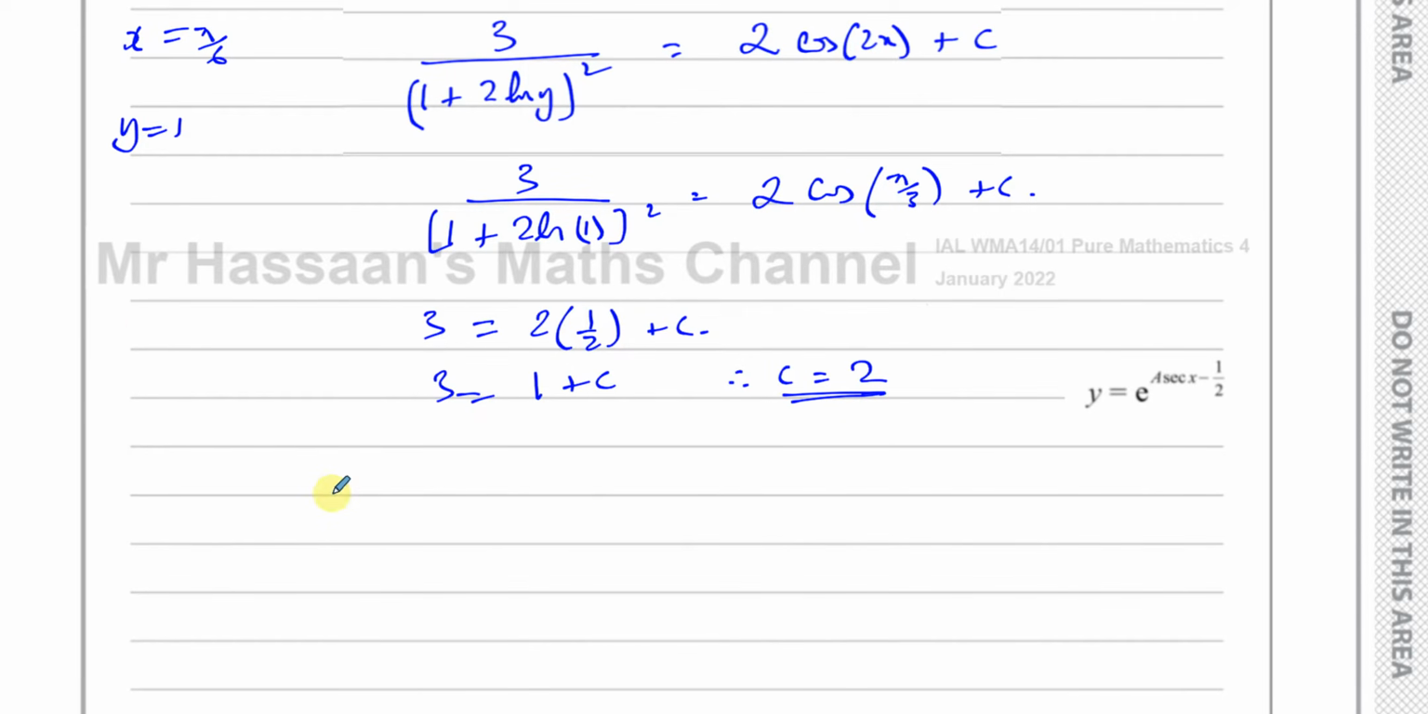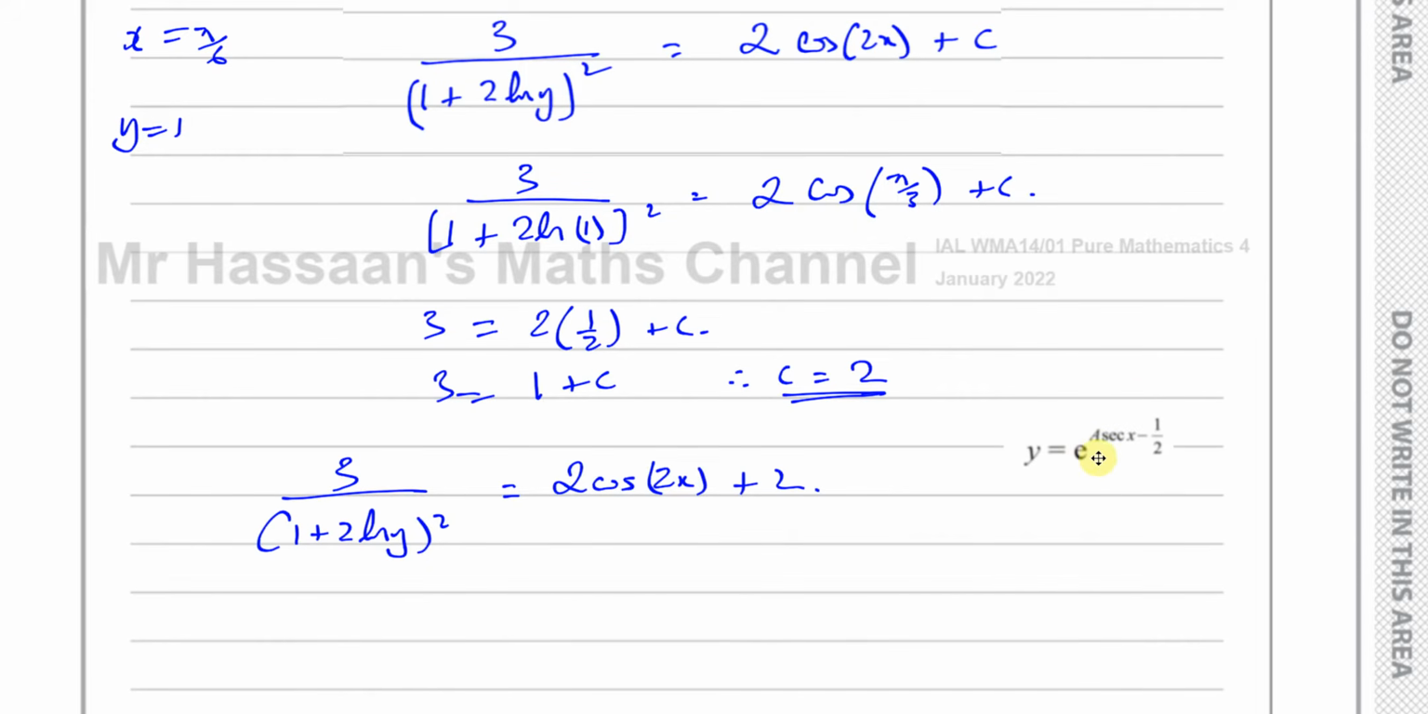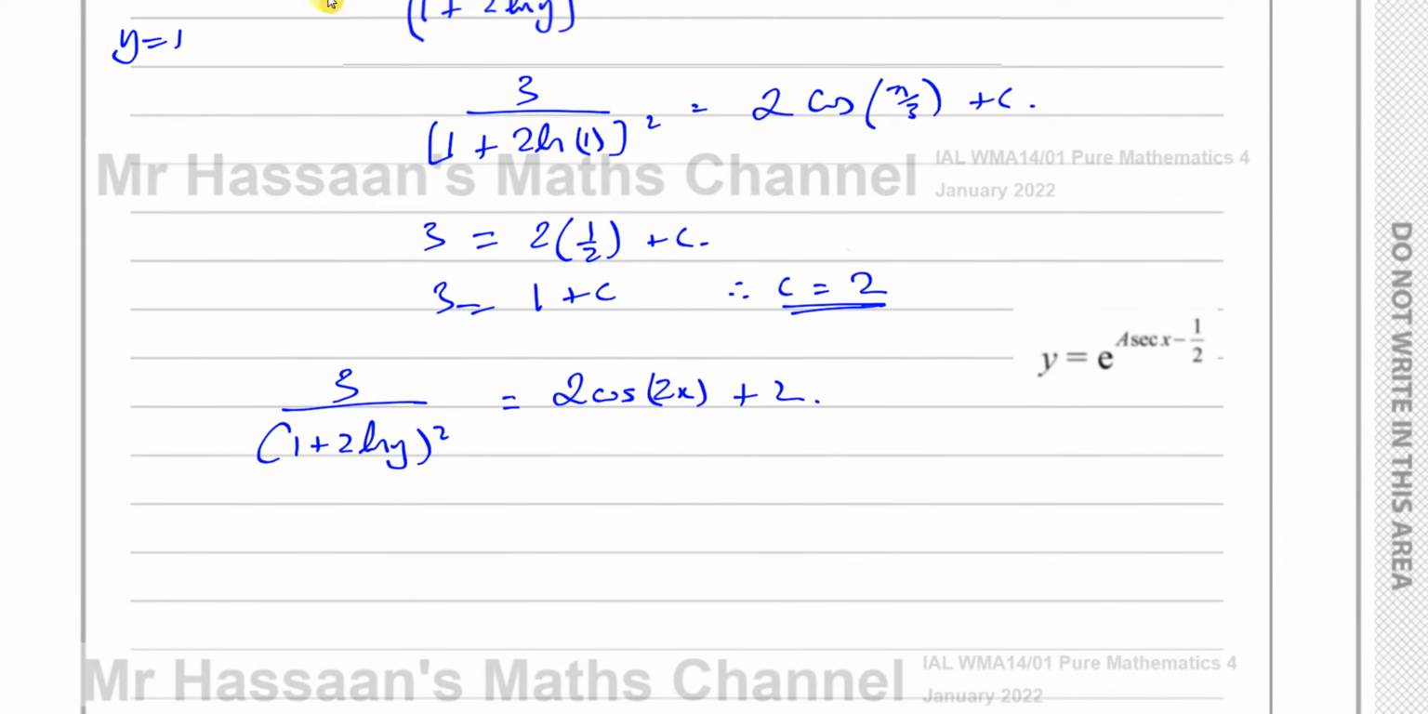So now we have our particular solution: 3 over (1 plus 2 ln y) squared equals 2 cosine 2x plus 2. But we want to write it in this form. That's why I've just copied it here. That's the form that we want to write it in. So we have to think about how to get this into that form. What I can see is, first of all, I have a secant of a single angle x, and I have a cosine of a double angle 2x. I know cosine and secant are reciprocals of each other, that's no problem, but that's a single angle and that's a double angle.